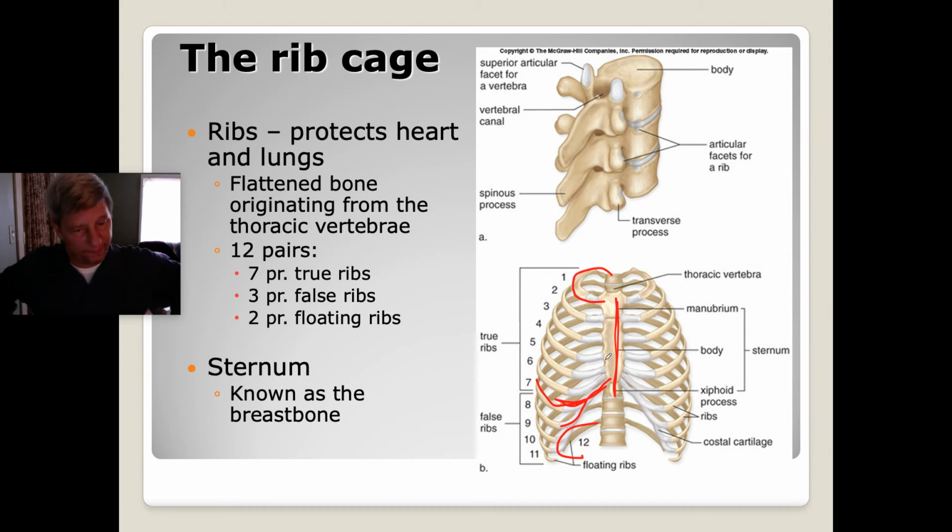And you can actually feel them just underneath the bottom of your rib cage. If you push on them, don't push too hard, please. You don't want to break them. But if you push on them, you can actually feel them move just a little bit. Now, everyone has 12 pairs of ribs.